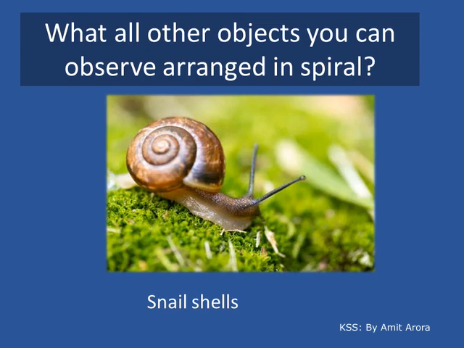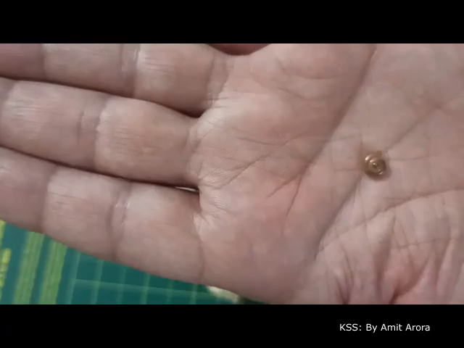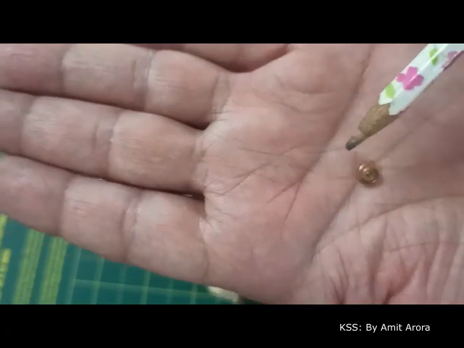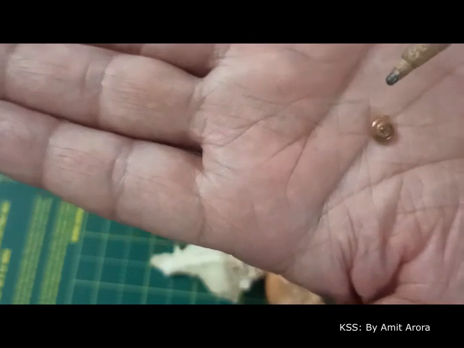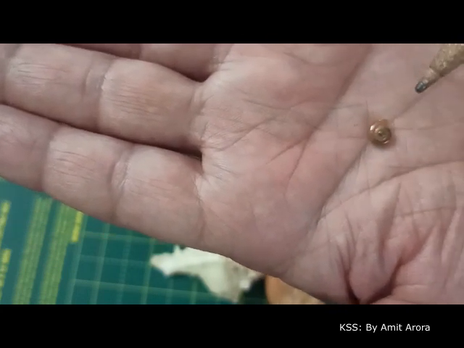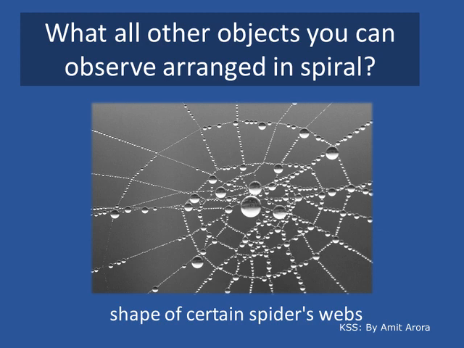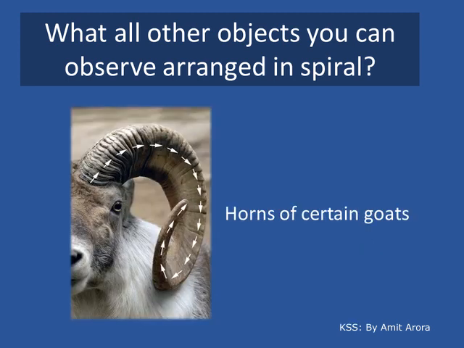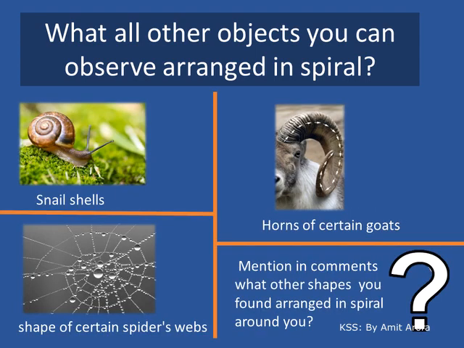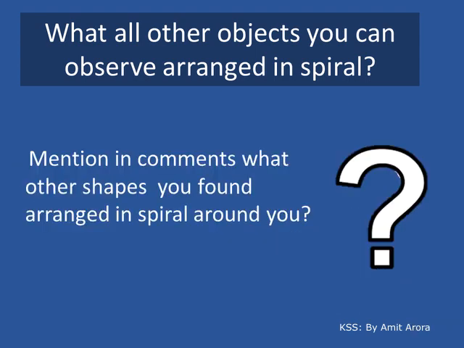You may find a snail shell. Look, I could find this small snail shell in my garden. Shape of certain spider webs are also spiral. Horns of certain goats are in a spiral shape. So, mention in the comments what other shapes you could find arranged in a spiral shape around you.